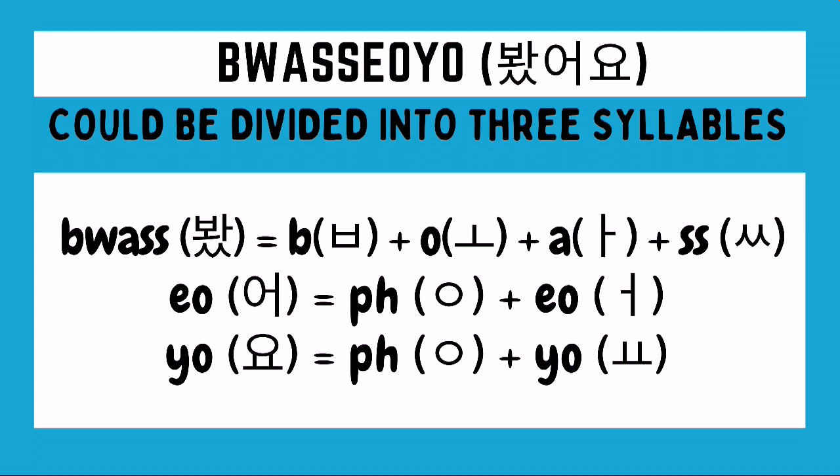For the second syllable eo, we need to draw first a no-sound iyang, followed by the eo character. For the last syllable yo, we need to draw first a no-sound iyang, followed by the yo character. And then we just have to combine the Hangul for each of these three syllables to form the Hangul of the word 봤어요.